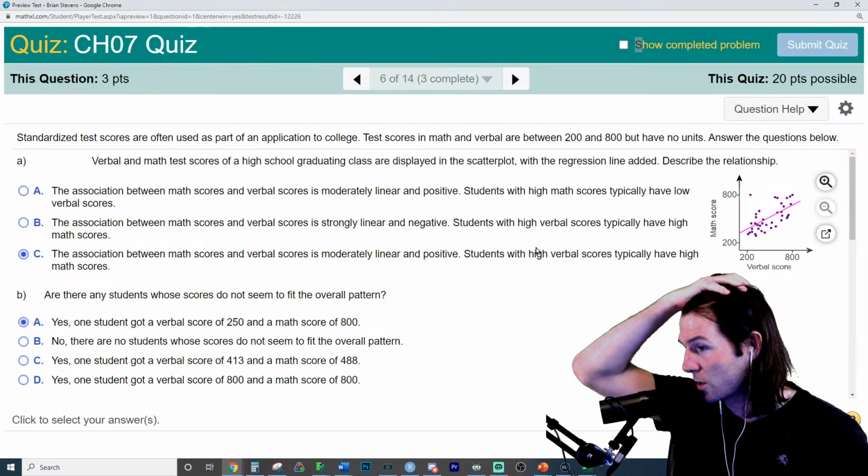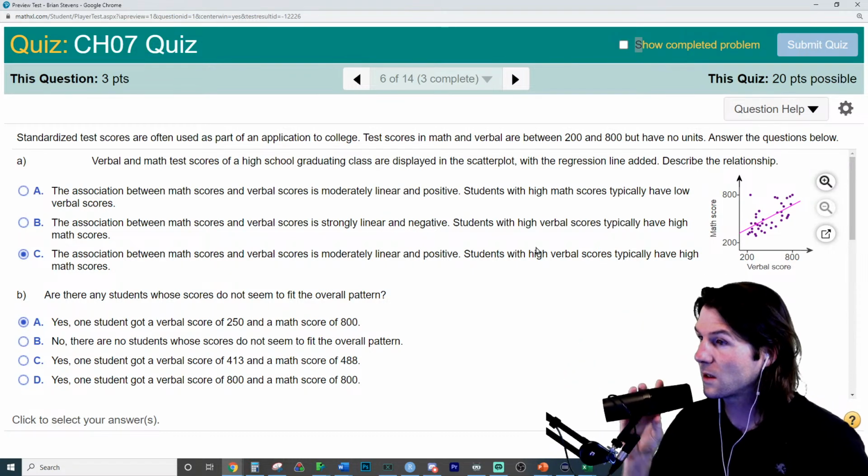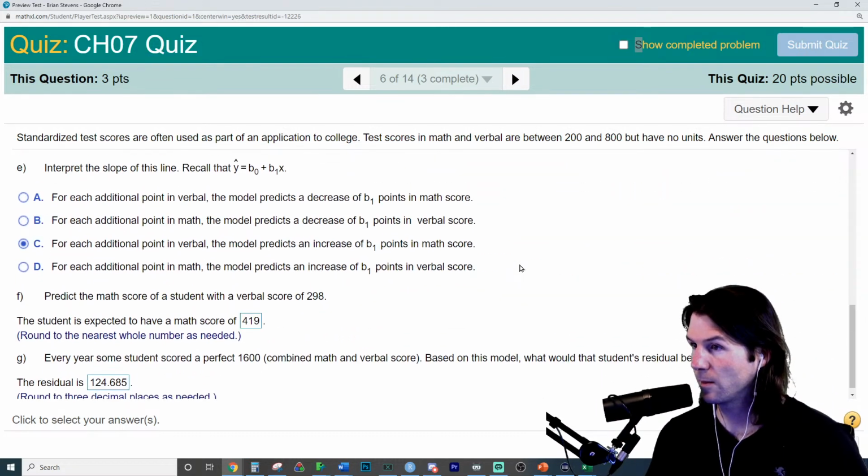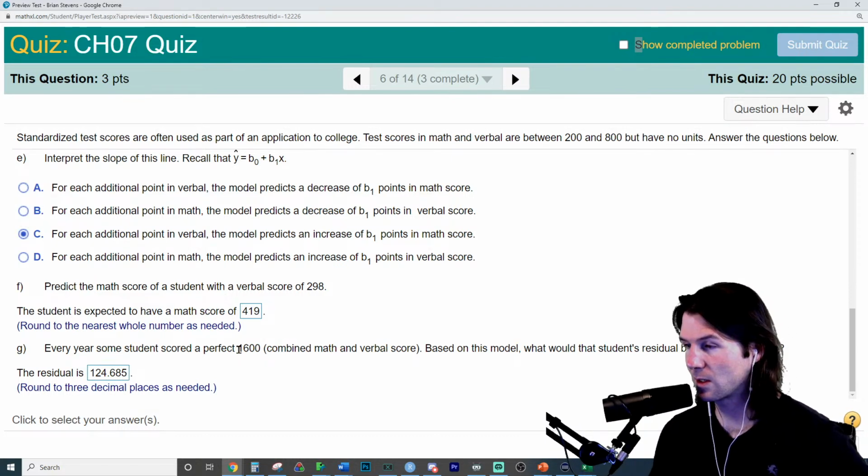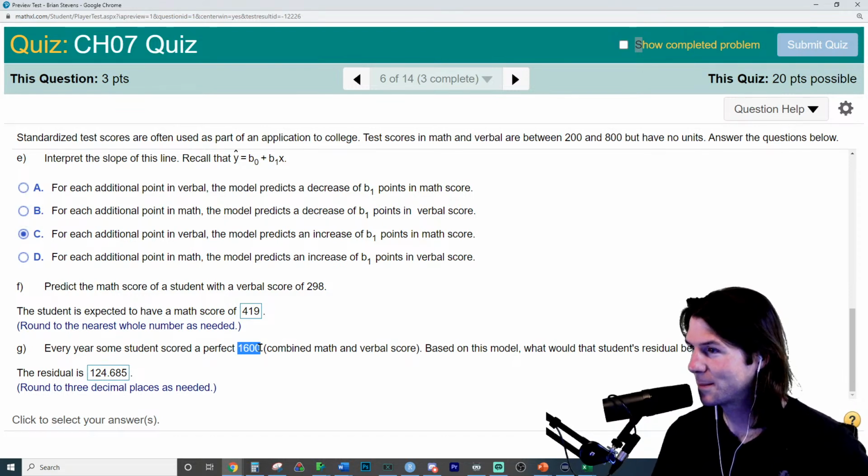Having trouble finding the residual for that problem? Ah, yes. Is it the last one, Reese? Are you on the last one down here? So for the last one down here, if someone makes a 1600, then what did they score on the verbal section? So I got the hard ones right. I can't get the easy ones right.